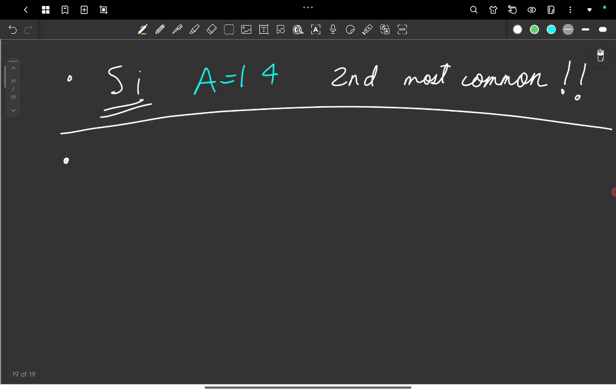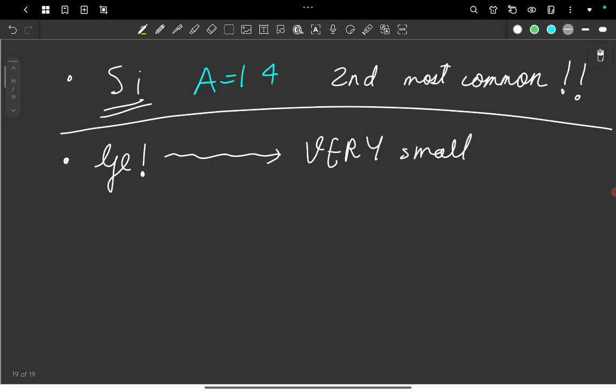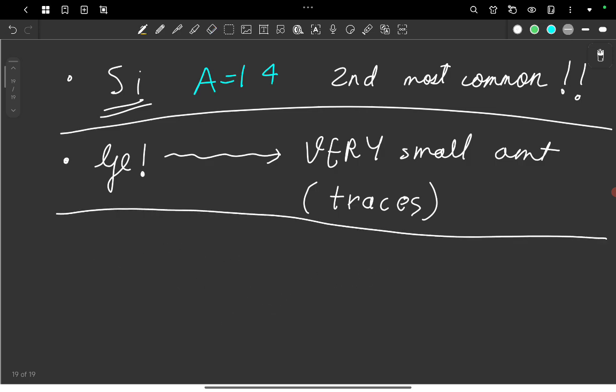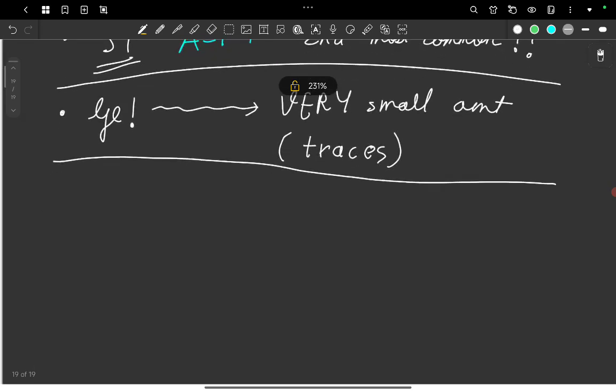Now let's talk about germanium. What is germanium? Germanium is present in the earth's crust in very small amounts. NCERT mentions this word, traces. Very small separated segments of germanium are found all throughout the earth, and hence it is not that common.